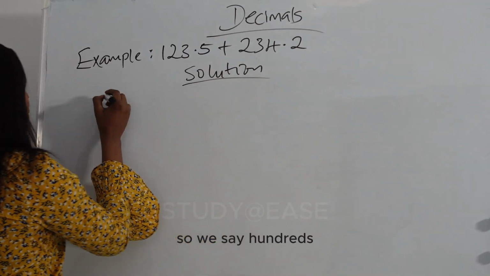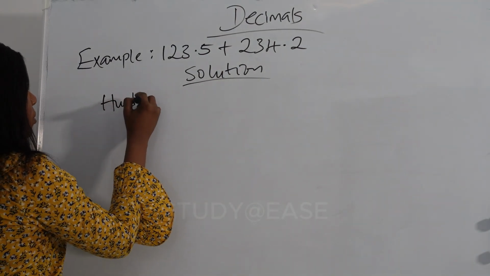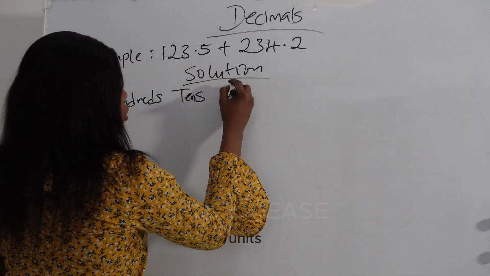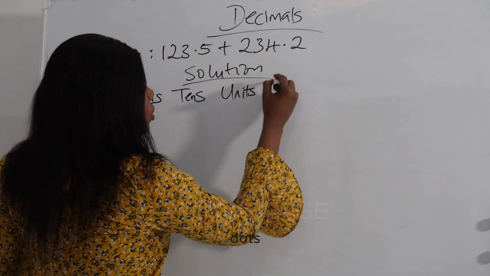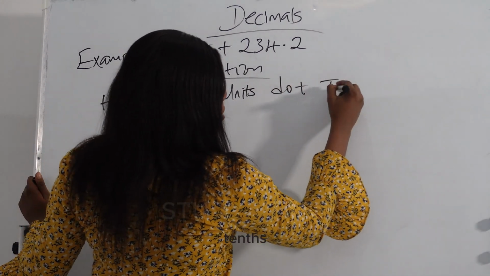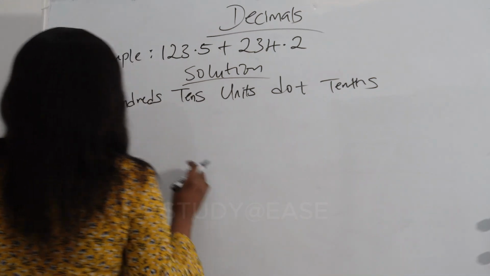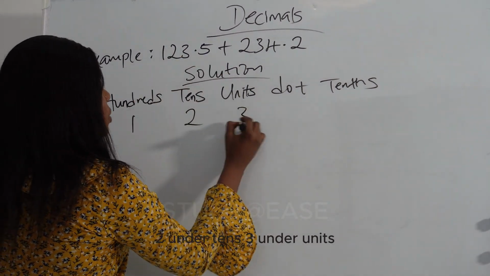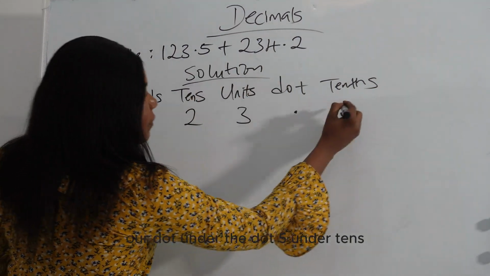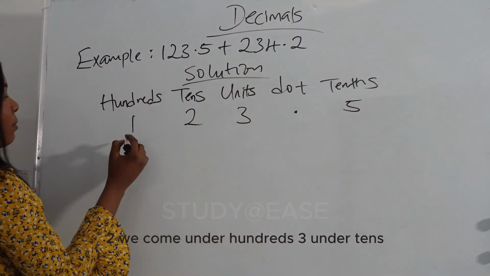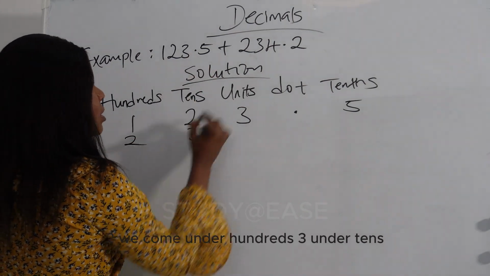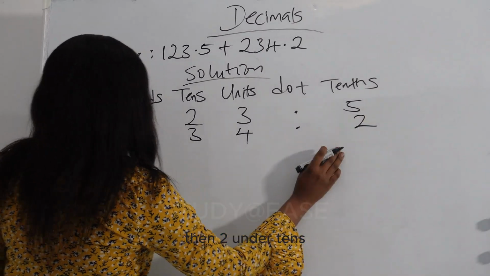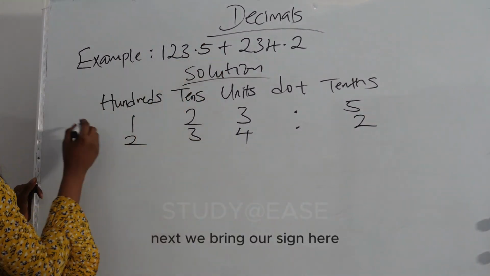So we say hundreds, tens, units, dots, tens. So 1 will come under hundreds, 2 under tens, 3 under units, our dots under the dots, 5 under tens. 2 will come under hundreds, 3 under tens, 4 under units, dots under the dots, then 2 under tens. Next, to bring our sign here.